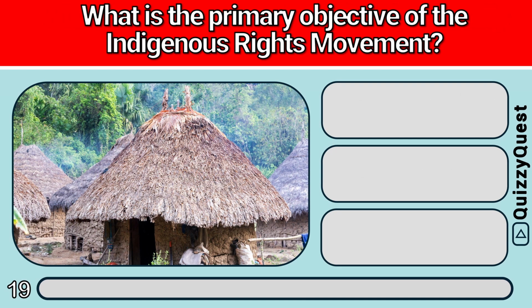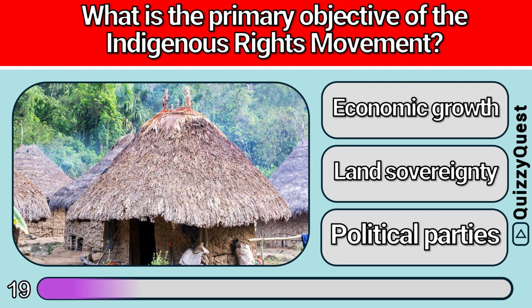What is the primary objective of the indigenous rights movement? Is it A, economic growth, B, land sovereignty, or C, political parties? It is B, land sovereignty.